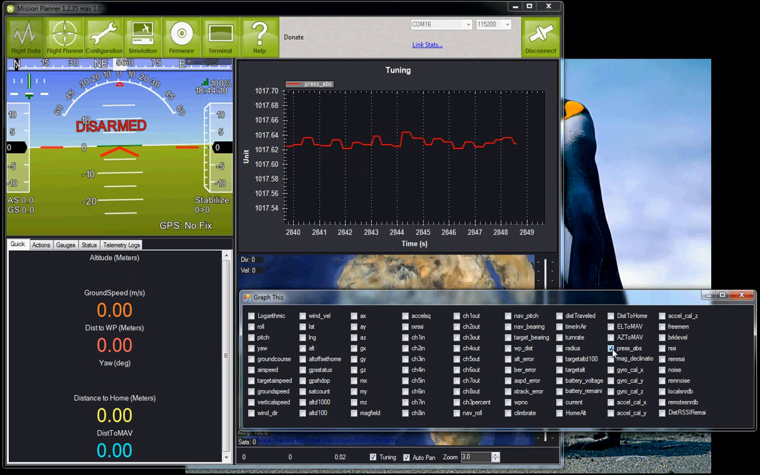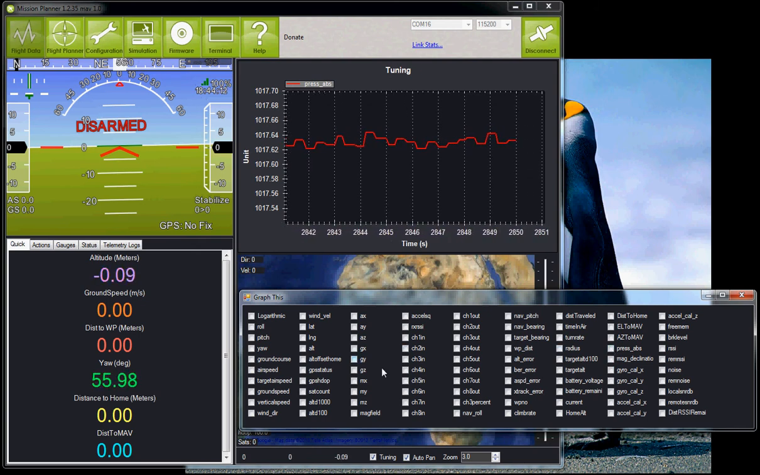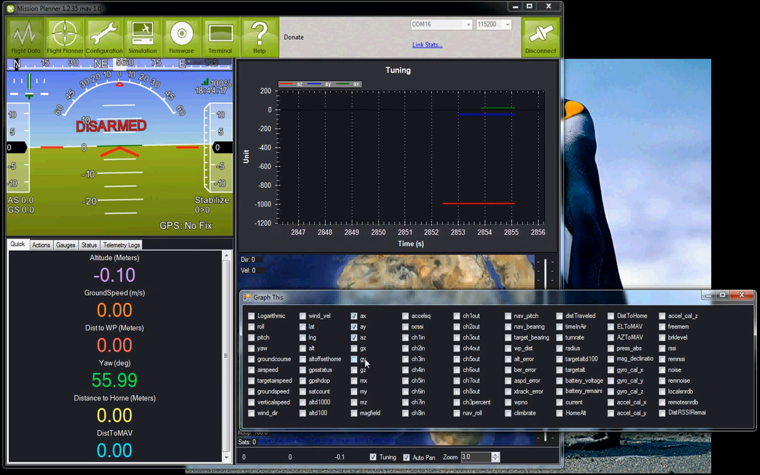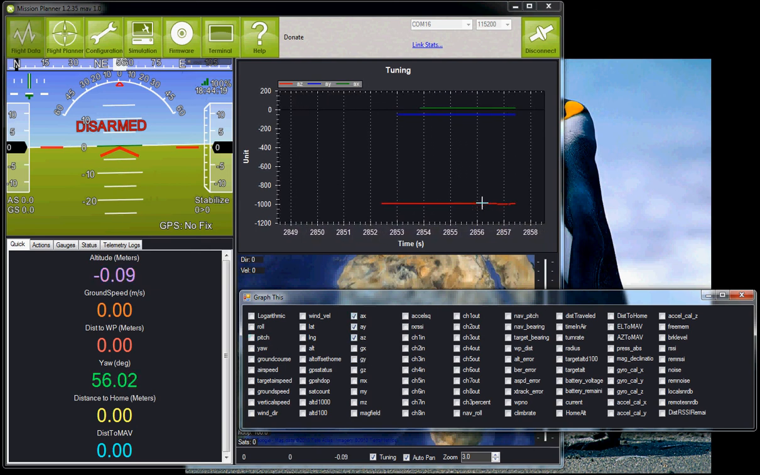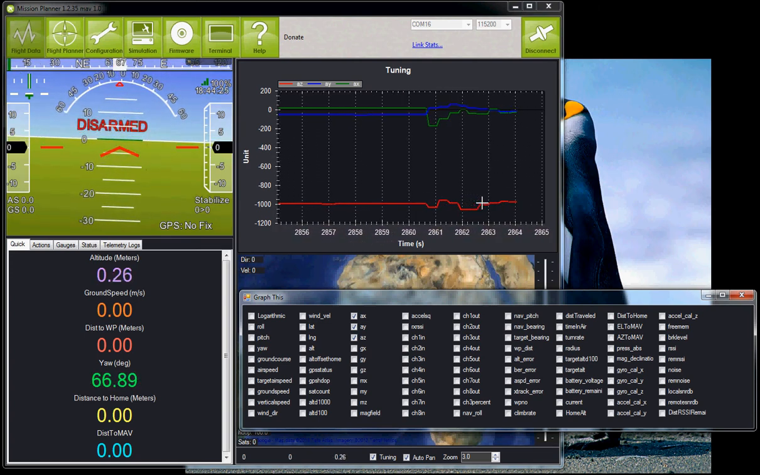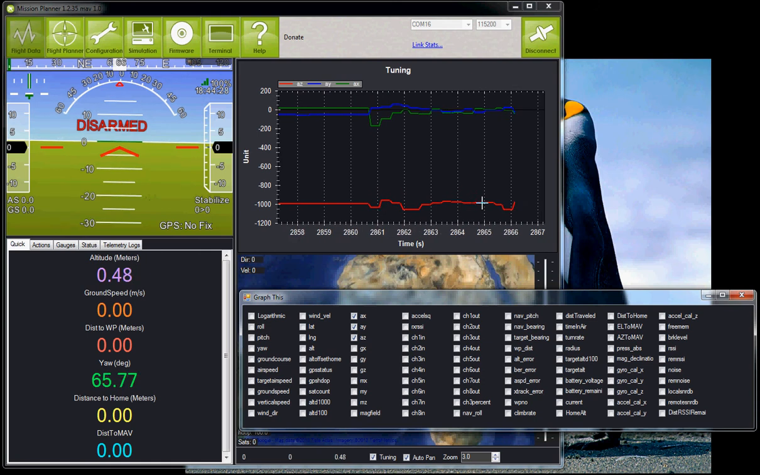Then I'll turn that off, and I will turn on my accelerometers. So that's the AZ, AY, and AX. And you can see they're very flat, of course, it's sitting on my table. I'm just going to hold it in my hand now. And obviously my hand moves around a little bit, so you can see the vibration.